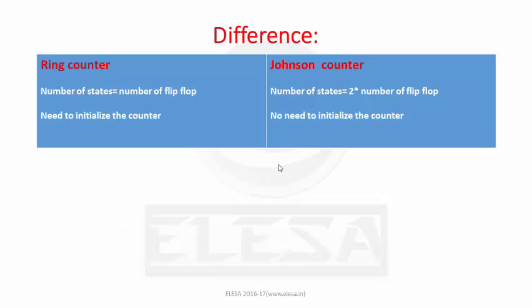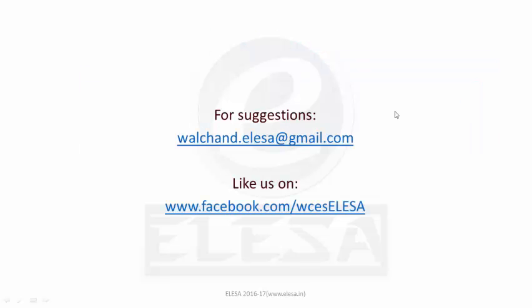And the difference between them is the number of states: here only n states, and here 2n states for n flip-flops. The ring counter needs to be initialized first, and the Johnson's counter has no need to initialize the counter.